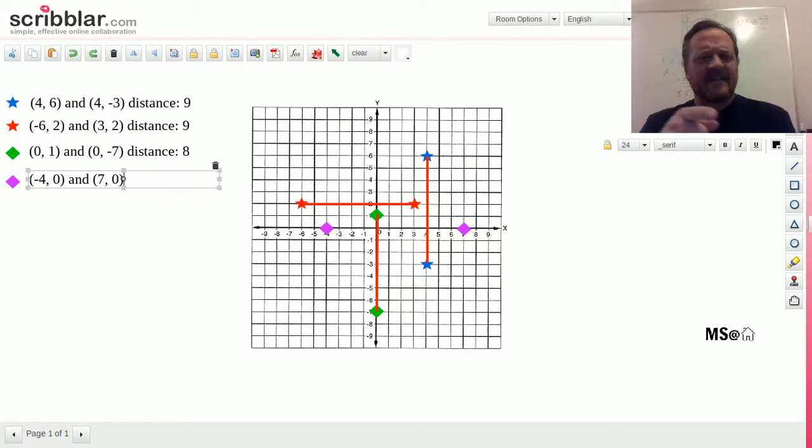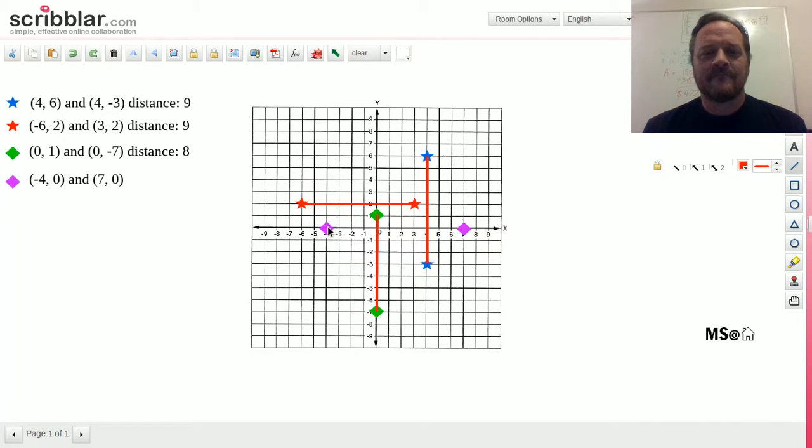I think I said 7 was a y value. It's easy to get tongue-tied. 7 is the x value. 0 is the y value. How far apart are they? I'm going to draw a horizontal line between these two. We pretty much already can see that. You figure out what's the distance.